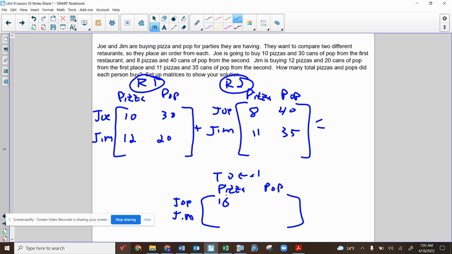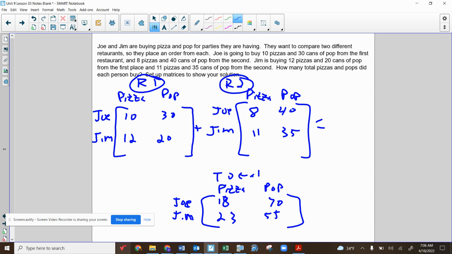So 10 plus 8, 18. 30 and 40 is 70. 12 and 11 is 23. 20 and 35 is 55. Now, I know this seemed like a lot of work, you could have done that idea in your head. But again, we're just organizing this to be able to do possibly other things with it.